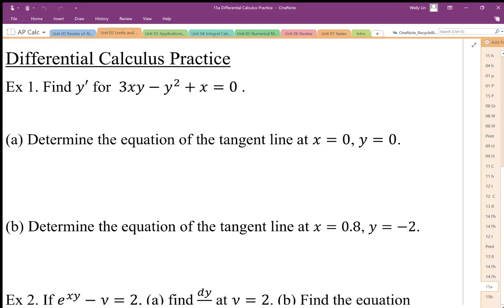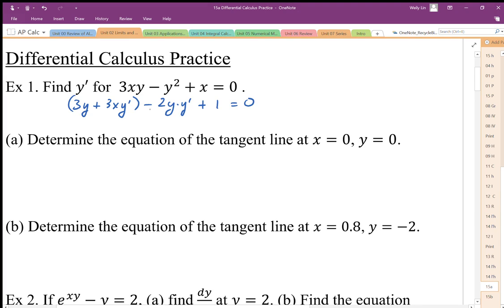In this example, we need to differentiate this implicitly. So to differentiate implicitly, we need to apply the product rule here and the chain rule here. So we end up with 3 times (1 times y plus 3x times y prime) minus 2y, apply the chain rule, y prime, plus 1 equals 0.